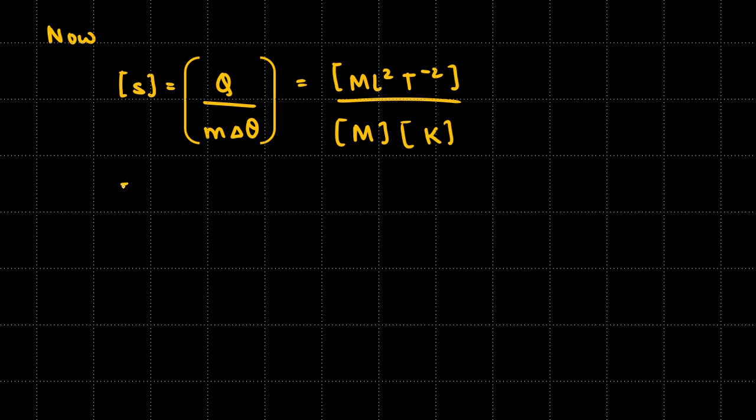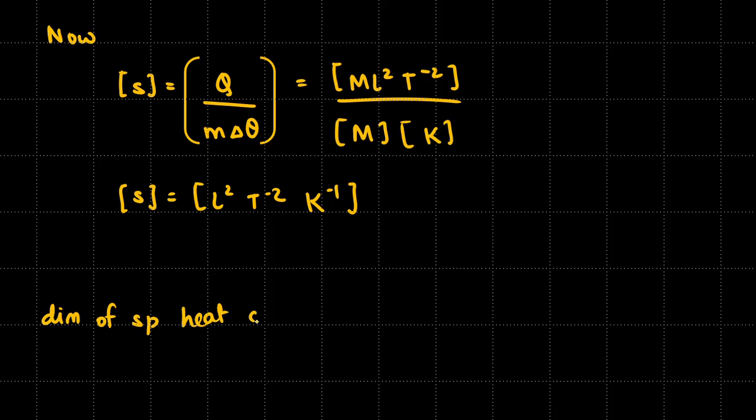So we get the dimension of specific heat capacity to be, let's see, M and M cancel out. There will be L squared T minus 2, and K per Kelvin, so K to the power minus 1. So this will be the dimension of specific heat capacity. Let's write it: the dimension of specific heat capacity will be L squared T minus 2 K minus 1.